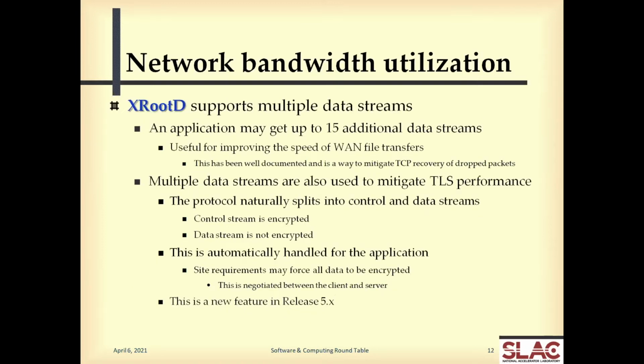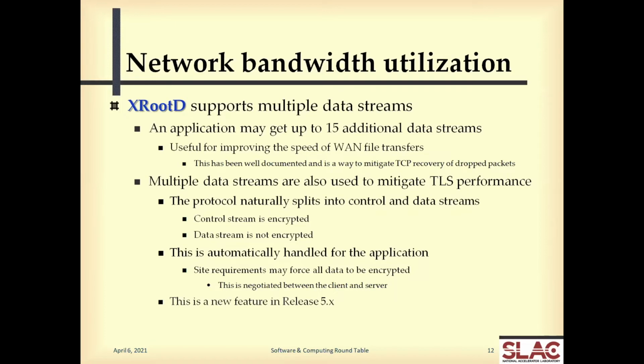Now, in terms of data utilization, XRootD supports multiple data streams. It has for quite a while. An application can get up to 15 additional data streams, and that's good for improving the speed of WAN transfers. That's been well documented, and it's used to mitigate TCP recovery for dropped packets, which is why you get better performance. Now, multiple data streams has a new use in XRootD 5 in mitigating TLS performance issues.